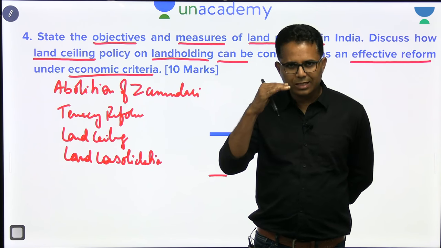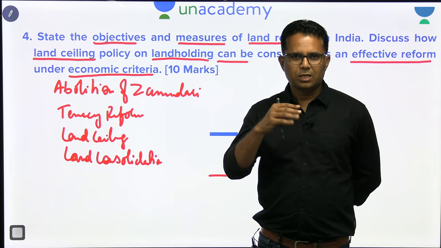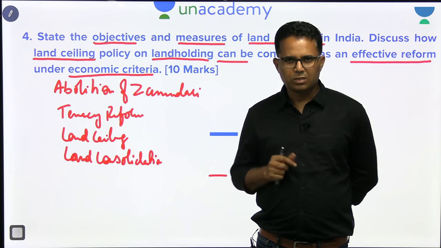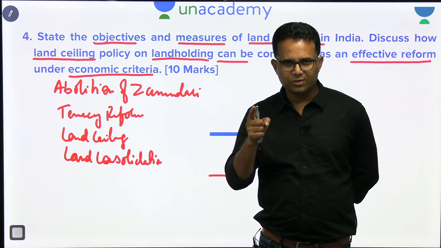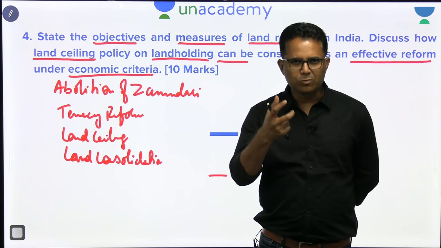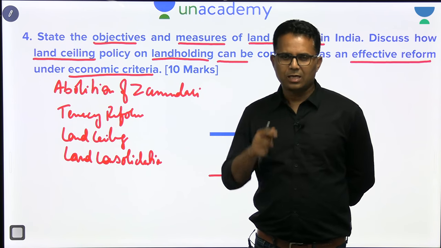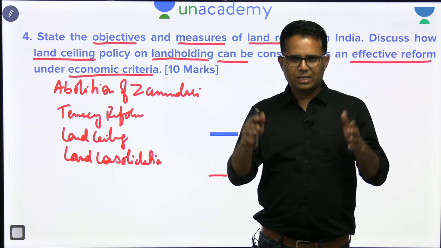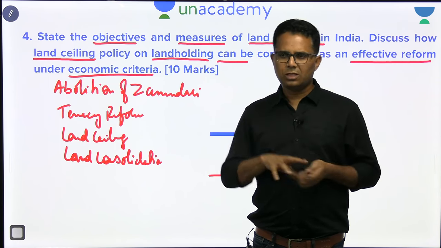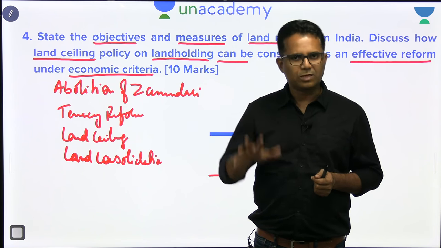Because when you are putting a cap on land holding, that means economically, production will become costlier. You will not be able to achieve economies of scale. Whatever you produce will be less competitive. You will not be able to compete in the world market. If there is a cap on land holdings and holdings are small, your purchase of inputs becomes costly. Your surplus is less. So in the sale also, you are not able to get better prices.